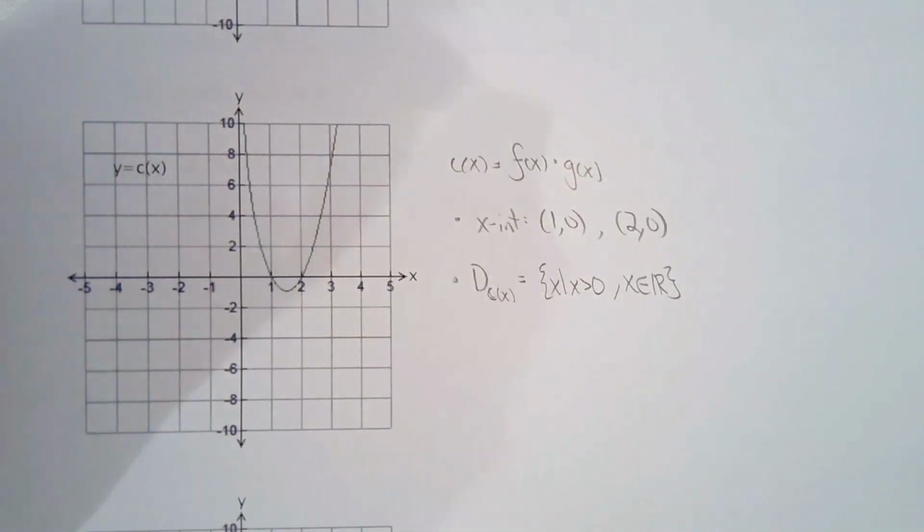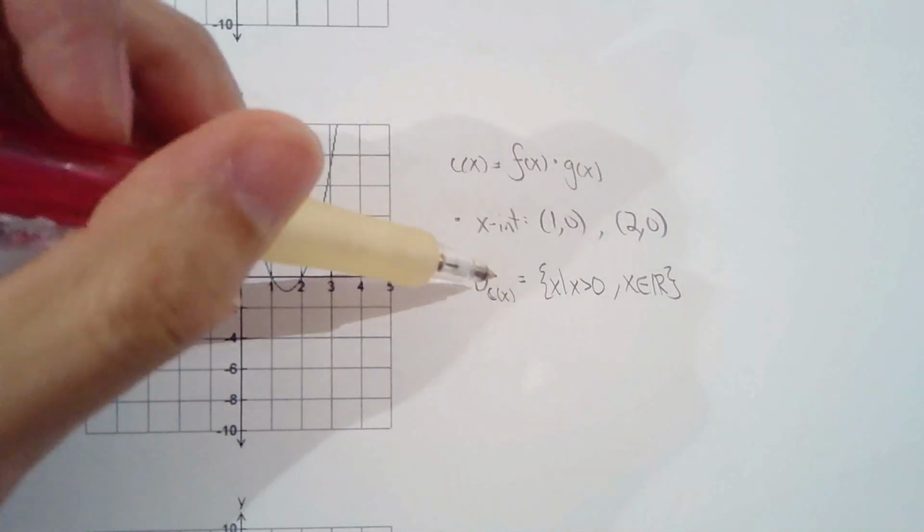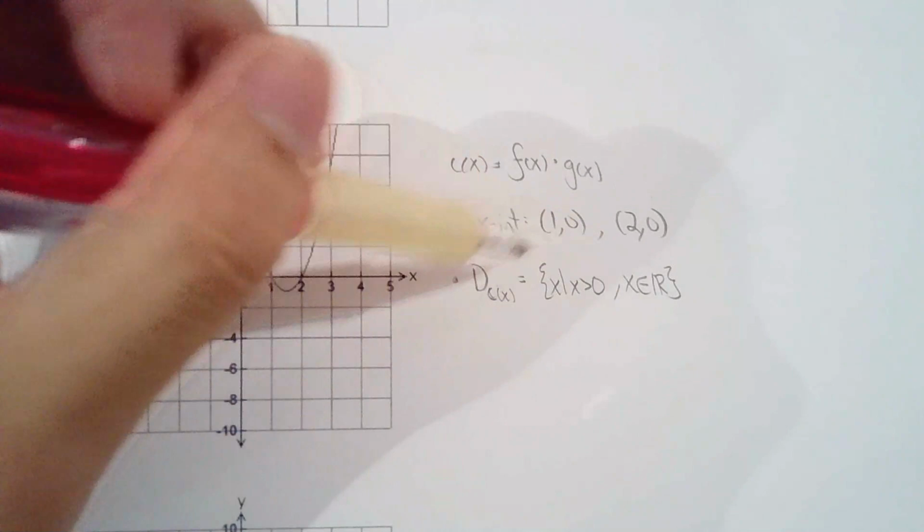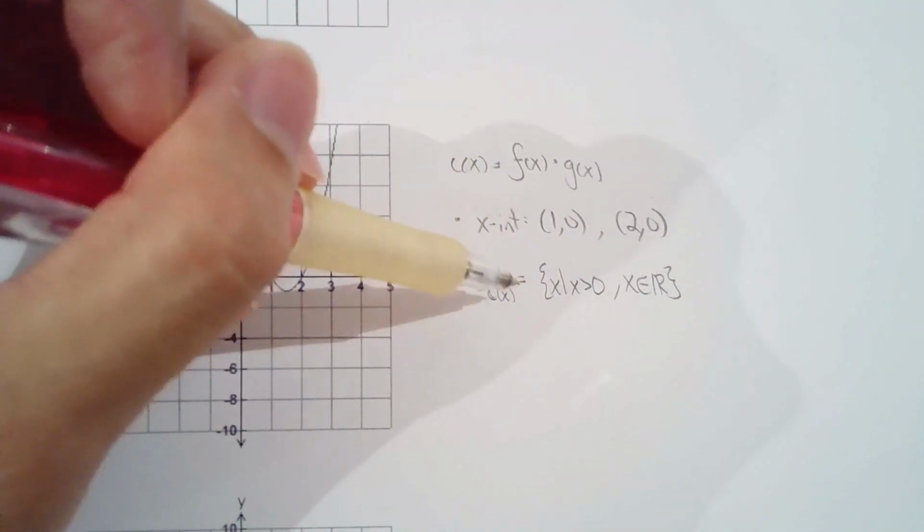Okay, if you start with the domain of c of x, that wouldn't have been the best idea, because that leaves you far from being conclusive. There are 4 ways of combining f and g that give you this domain. Sorry, in fact there are 5.